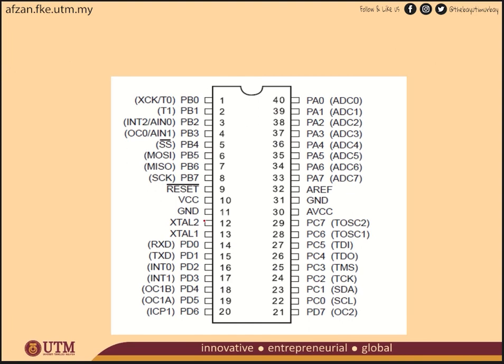Okay, let's recall back our ATmega32 pinout. This is our ATmega32 pinout. If you can see in the port A here, your port A has a special function called ADC. You see from ADC0 to ADC7. So this is your ADC input channel actually. We know that the ADC input channel for ATmega32 is 8, you have 8 channels. So this is your 8 channel ADC, starting from ADC0 to ADC7.